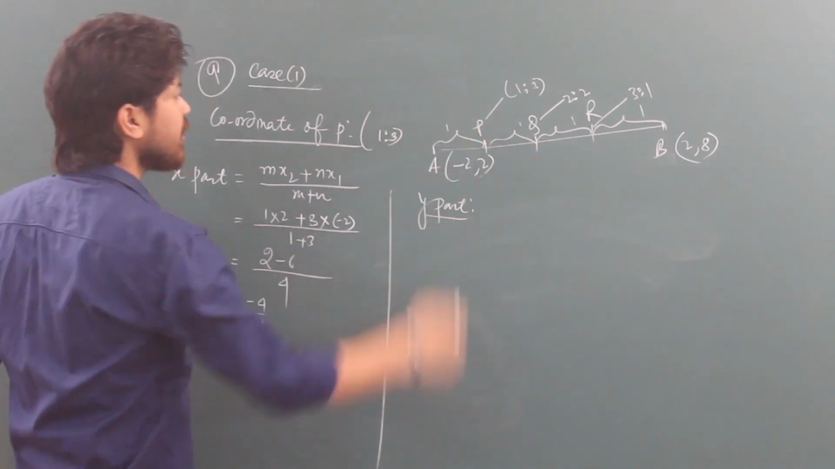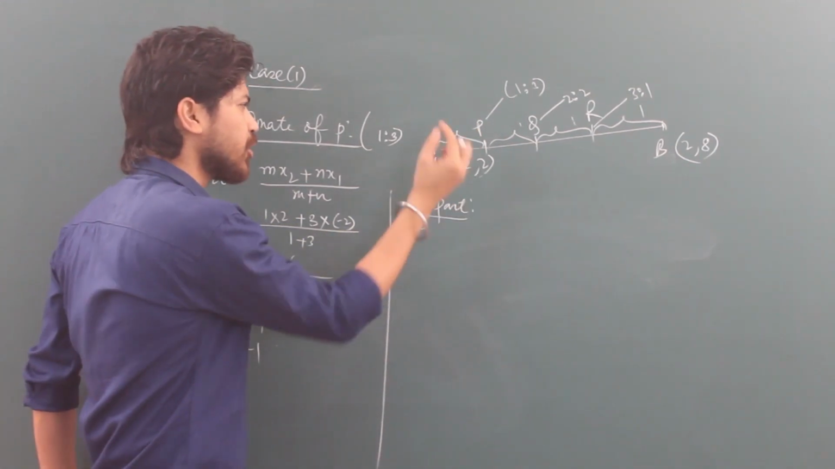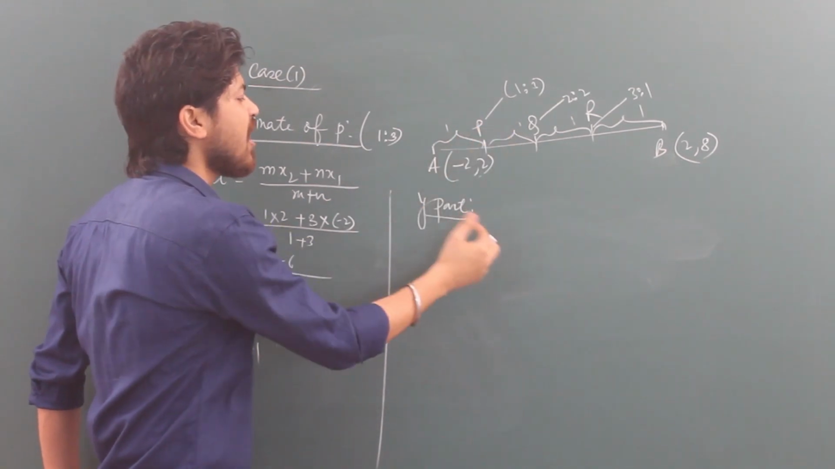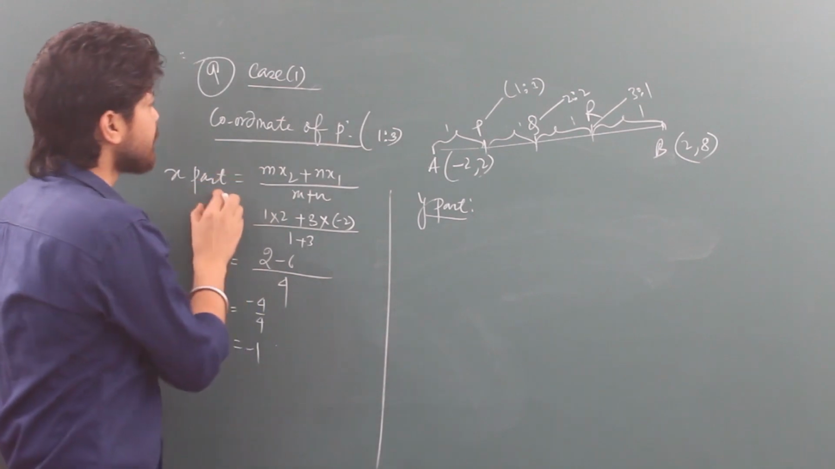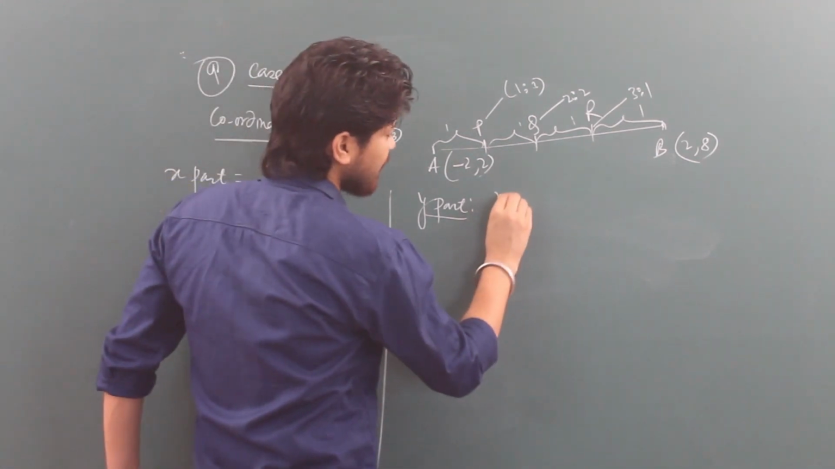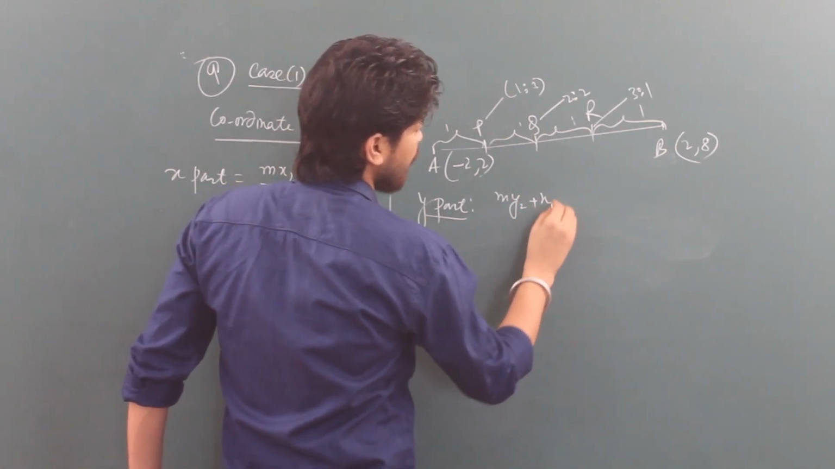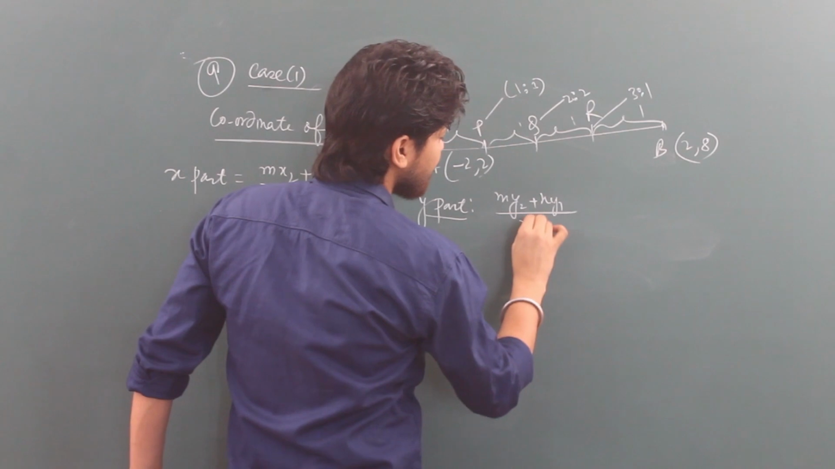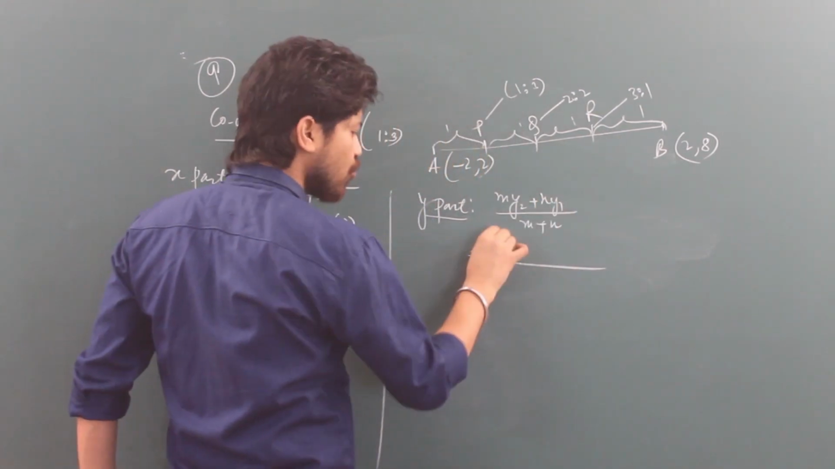The y part of the point is the ordinate. Y part means ordinate, of the point P, the point of division. And the x part means the abscissa of the point P. So what is the formula we have for the y part? It is my2 plus ny1 divided by m plus n. So what is m? 1.